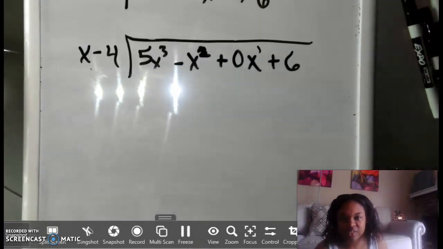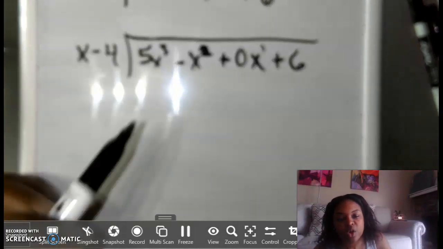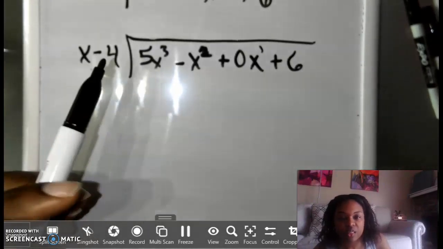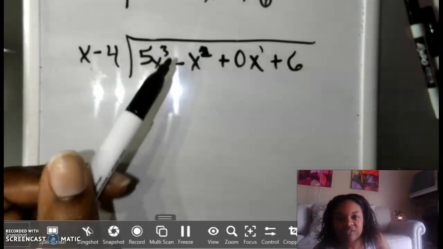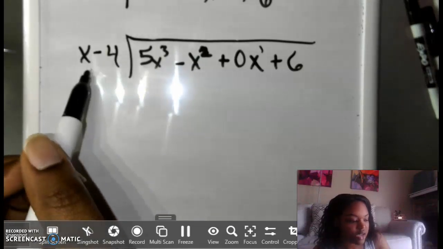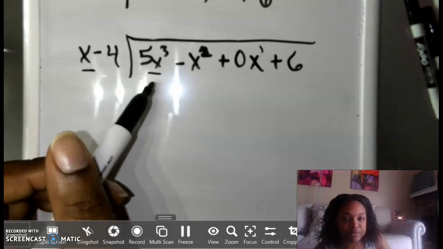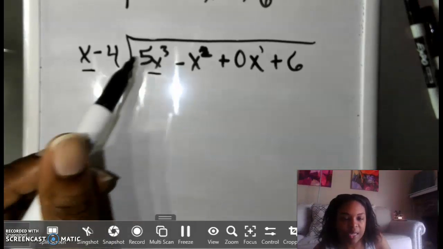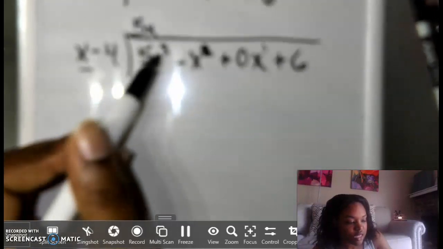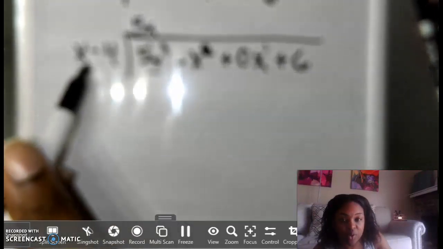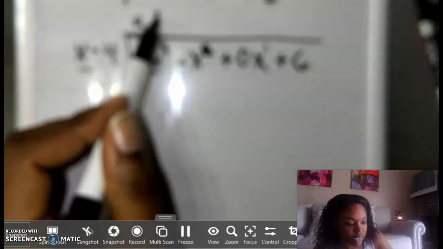Let me get it to focus. Okay, the next part here is we start off by dividing with our long division method. So we take our 5x cubed and we're going to divide it by the x here. So 5x cubed divided by x will be 5x squared. If we have 3 x's and we take away 1, then we have 2 remaining.